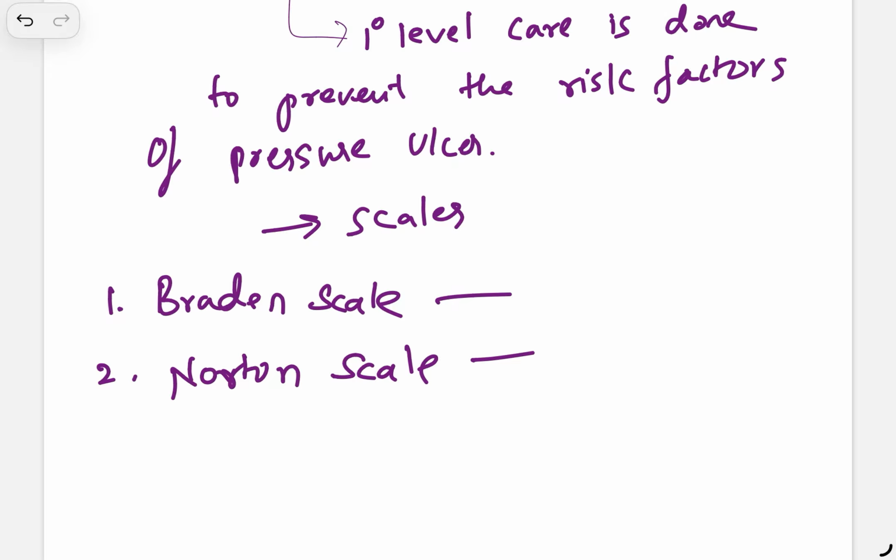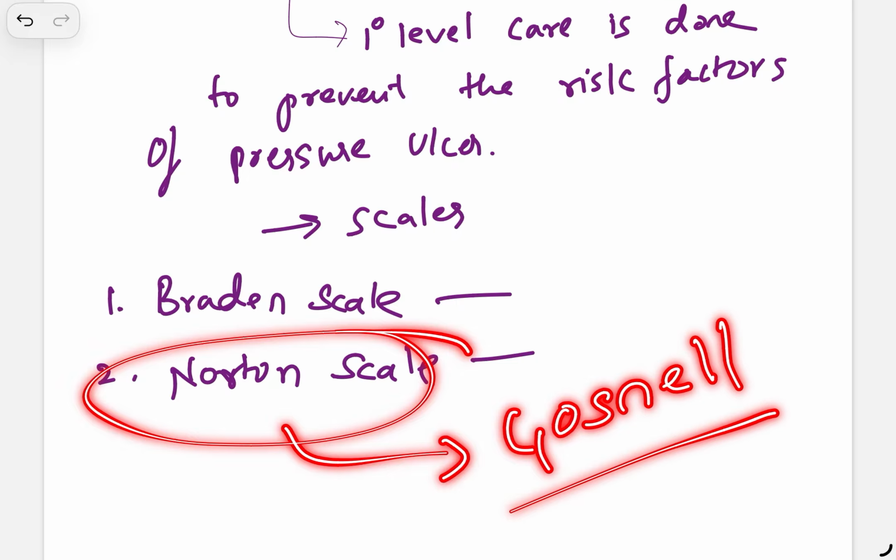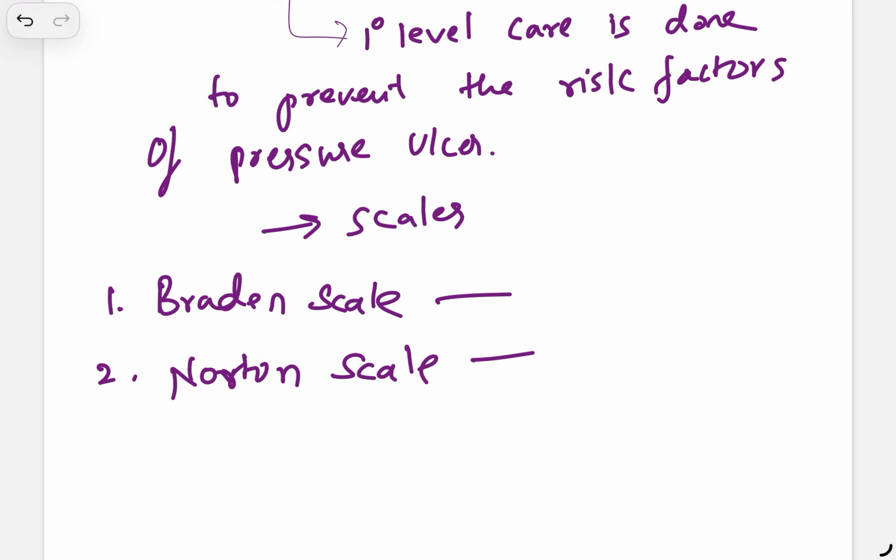Everyone understanding? Sir, how do we understand whether the patient is at risk of a pressure ulcer or not? We use the Braden scale and Norton scale. Which is the modified and most commonly used scale? The Braden scale is the most common scale. Which is the oldest scale? The Norton scale is the oldest scale. And the modified Norton scale is called the Gosnell scale. Are you understanding?